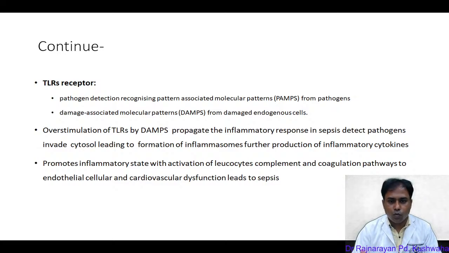So when any pathogen enters the body, we see these toll-like receptors activated, and they detect PAMPs and DAMPs. PAMPs are from the pathogen, and DAMPs are released when the pathogen damages endogenous cells. Overstimulation of toll-like receptors by DAMPs propagates the inflammatory response, leading to production of inflammasomes and release of cytokines, which further lead to dysfunction of organs, sepsis and septic shock.